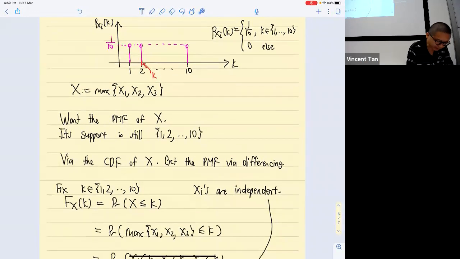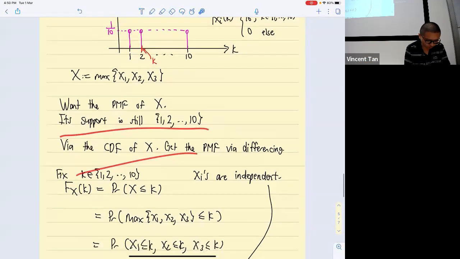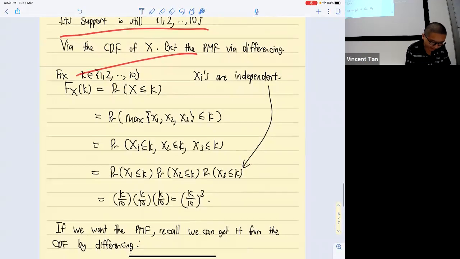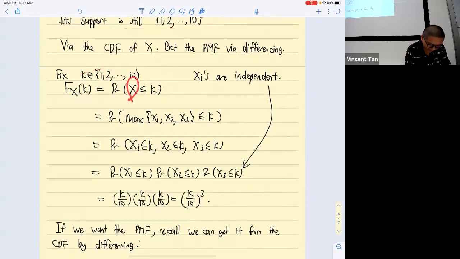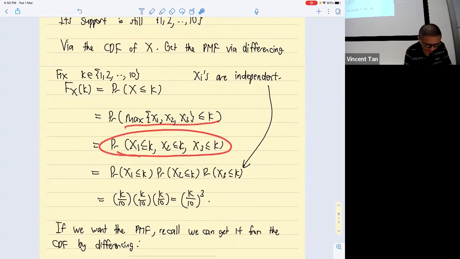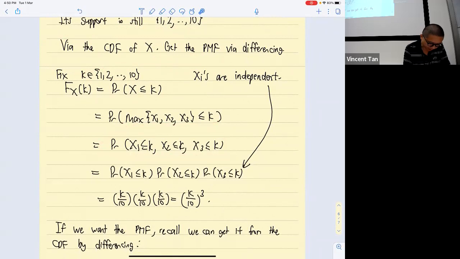Now, we want the PMF of X, and its support is this, right? So we write down the CDF, but X is defined to be the maximum. If the maximum is less than or equal to K, all these guys have to be less than or equal to K. Now, because all of them are assumed to be independent, we split it up like this. And then each one of these guys is identically distributed. And in particular, the probability that Xi is less than or equal to K is K over 10. So it is (K over 10) cubed.